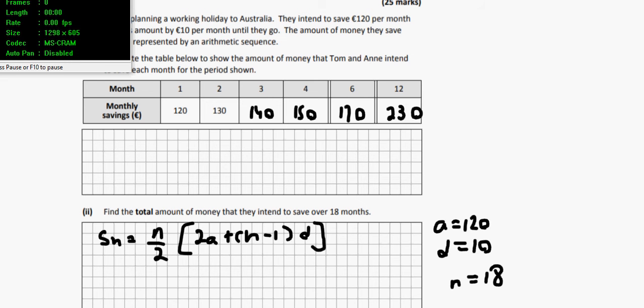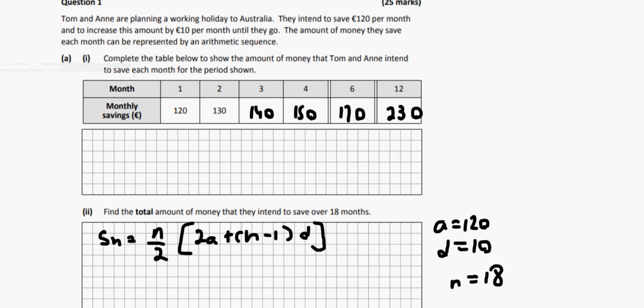So, Tom and Anne are planning a working holiday to Australia. They intend to save €120 per month and increase this by 10 until they go. So month 1 is 120, month 2 is 130, month 3 is 140, month 4 is 150, and counting onwards, it'll be 160, then 170, and then count all the way up to month 12. So there are your following numbers.